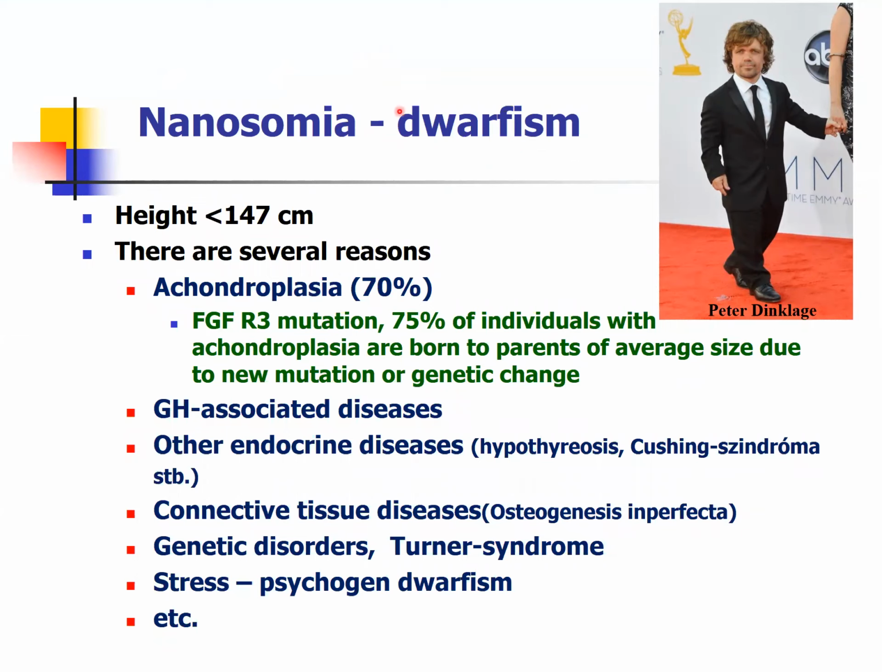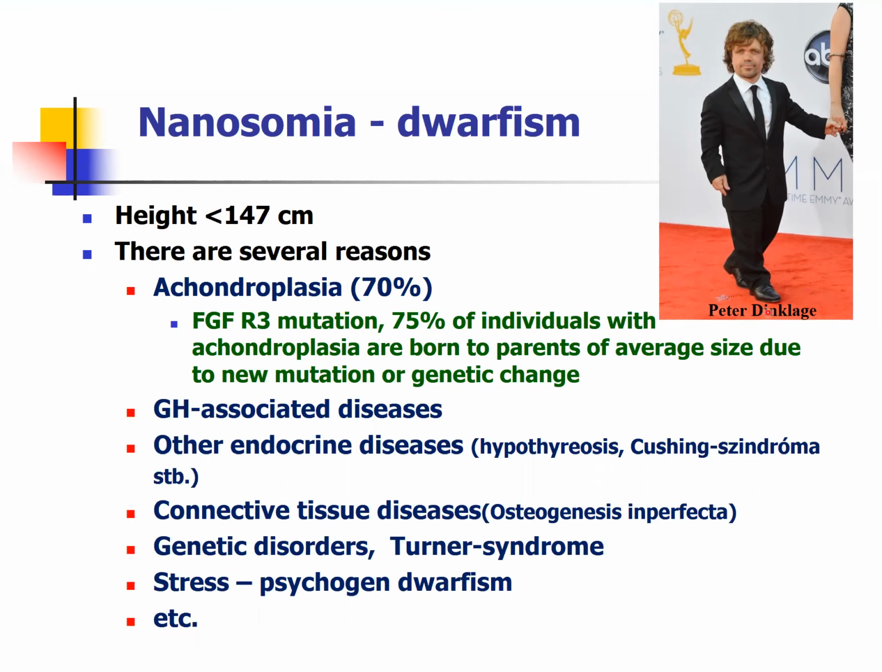Now, when we have only the decreased secretion of growth hormone, that can cause dwarfism. However, the dwarfism can be due to some other disease as well. When we're talking about dwarfism or nanosomia, the height of the patient is less than 147 centimeters.